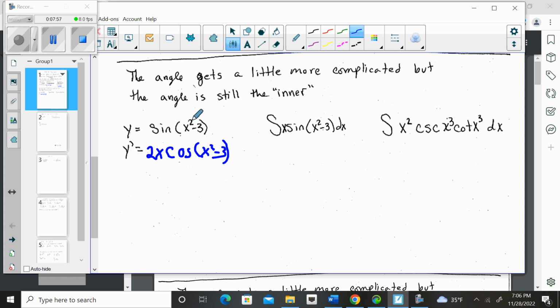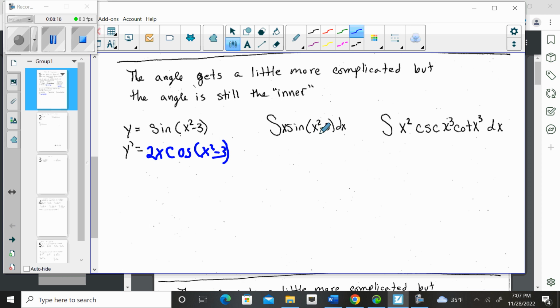Okay, so again, angle is always the same. The only thing that changed is I took the derivative of the trig function and then I had to multiply by the derivative of the inner. Okay, so now let's look at some antiderivatives.